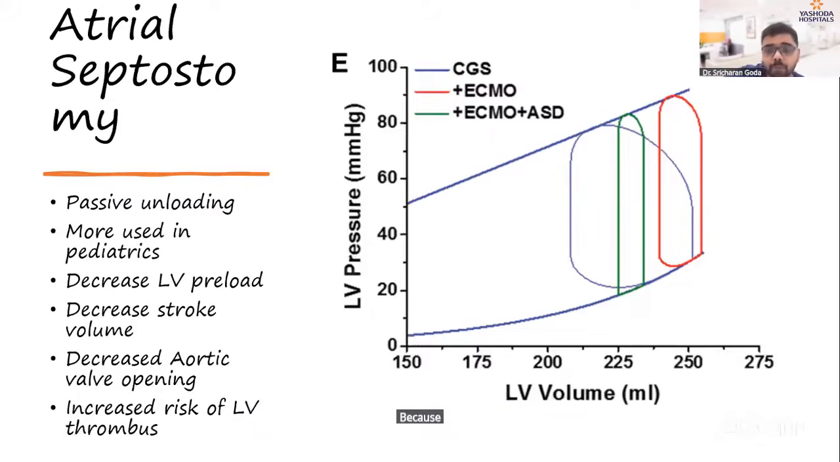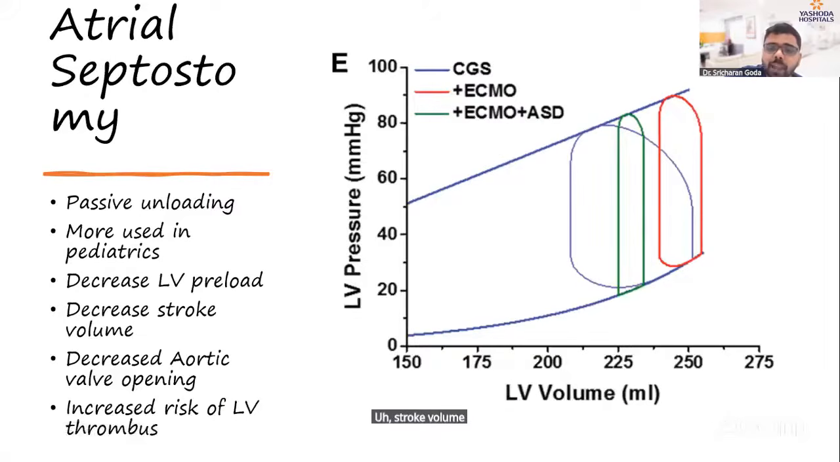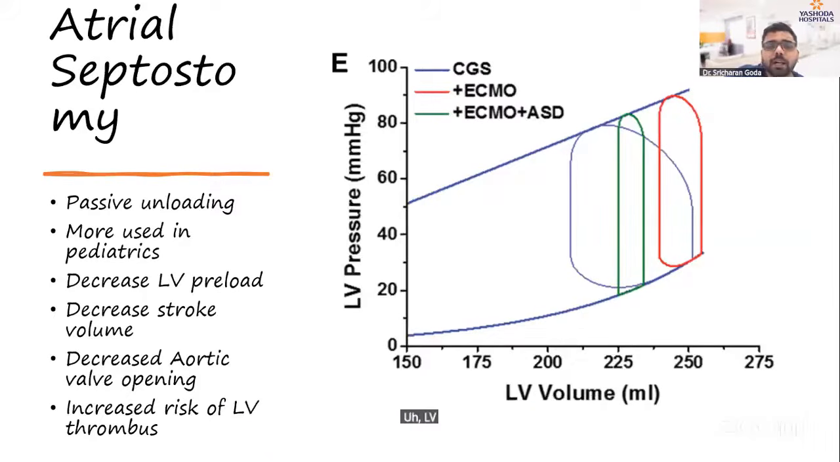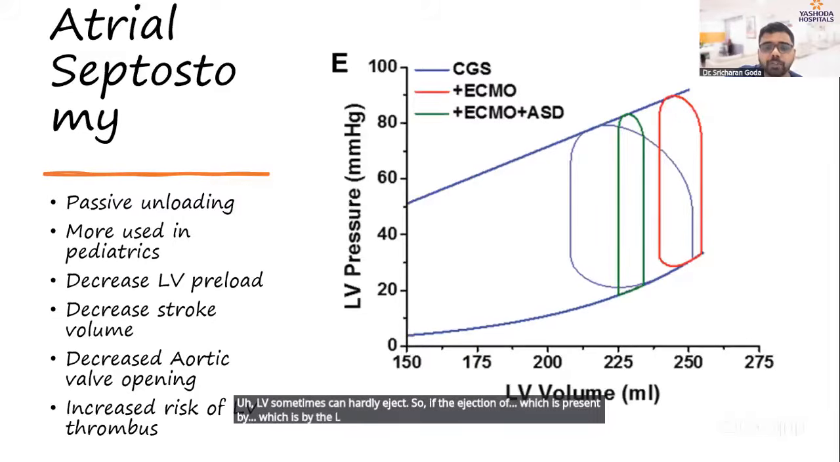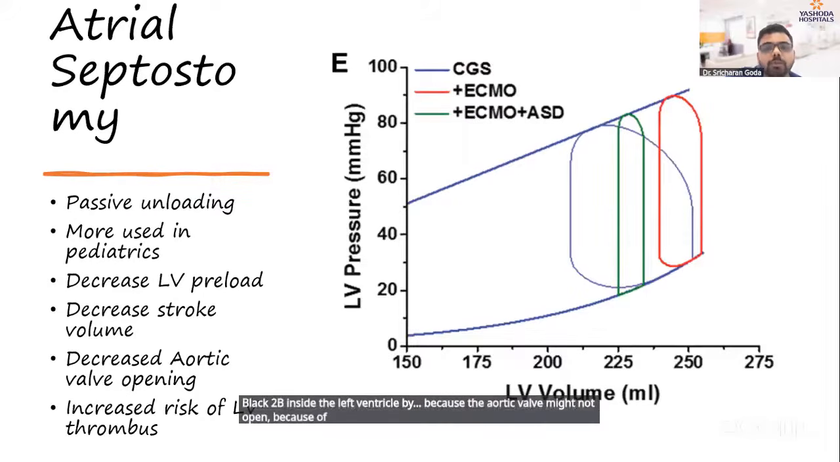Because the end diastolic volumes have come down significantly, you can also see a decrease in the stroke volume. When compared to cardiogenic shock, ECMO itself causes a decrease in the stroke volume. However, ECMO plus atrial septostomy has caused a significant decrease in the stroke volume. And because we are coming down on LV preload significantly, the LV sometimes can hardly eject. If the ejection by the LV is not up to the mark, blood stays inside the left ventricle, because the aortic valve might not open, given very low stroke volumes and very low pressures generated by the LV. The aortic valve might not open.